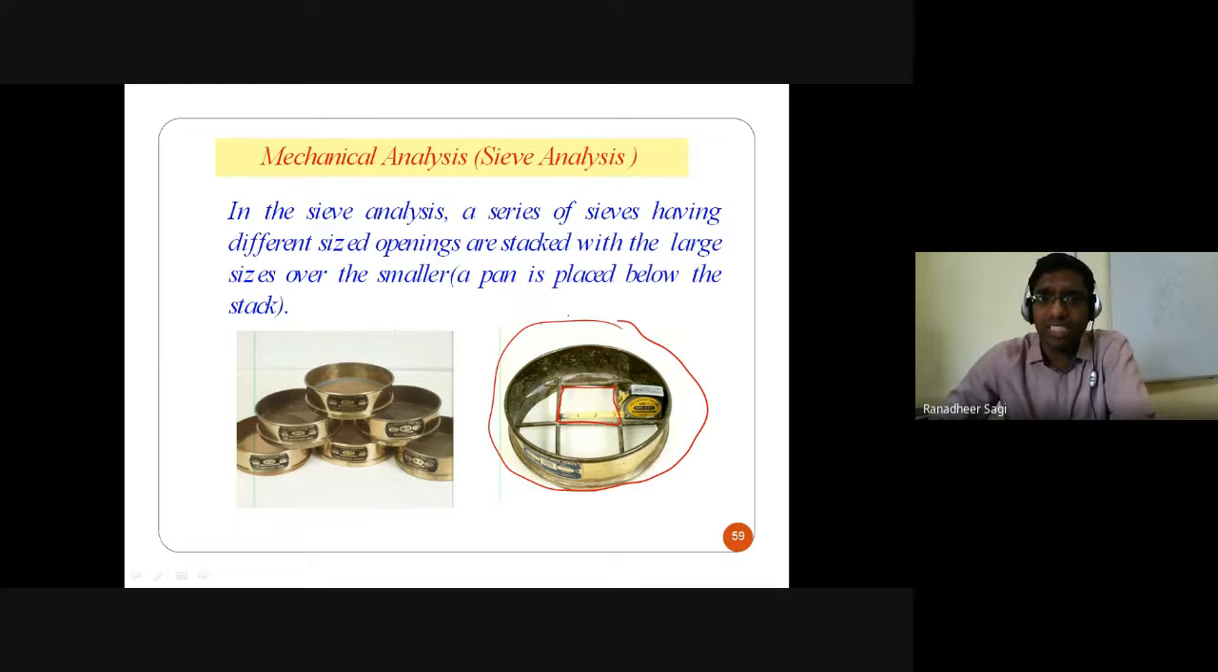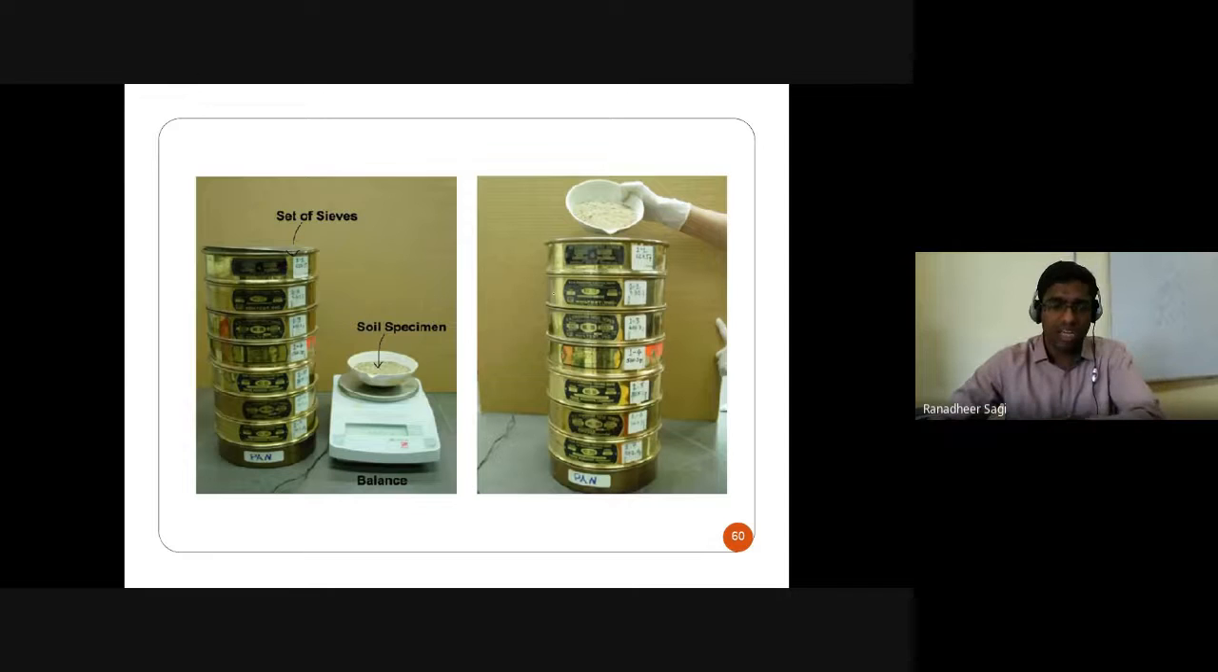So in the sieve analysis, a series of sieves having different size openings are stacked one over the other, with the largest size over the smallest size. And at the bottom, ultimately, you use a pan. A pan is nothing but a kind of plate which has no openings, where any fine grained particles, if at all existing in that coarse soil, can be collected in that pan placed at the bottom. So this is how your set of sieves is systematically placed.